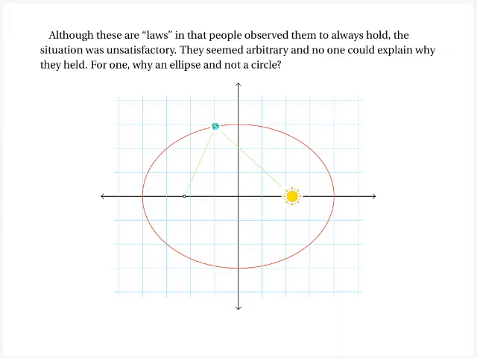Although these are laws in the sense that you could go out with a telescope and verify them, the situation was very unsatisfactory. The laws seem arbitrary. No one could explain why they held. I mean, just to start with the very first couple of words, why is the orbit of a planet an ellipse and not a circle? What's going on with the semi-major axis here? How come one of the axes is longer than the other one?